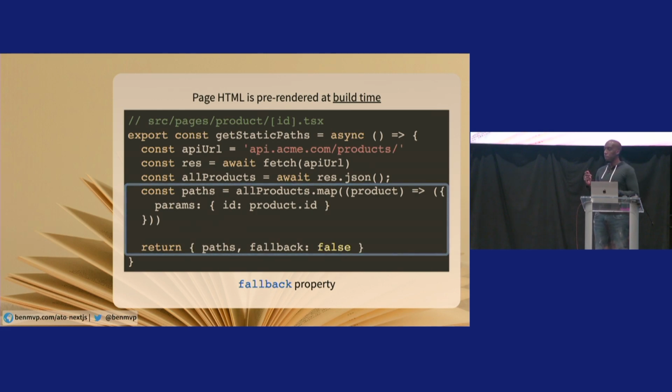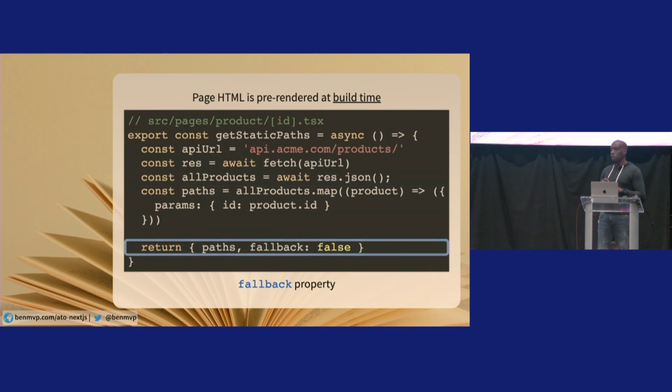FYI, the params object that we are returning has ID as the property. That ID has to match the name of the file. Bracket ID.tsx matches the params ID.